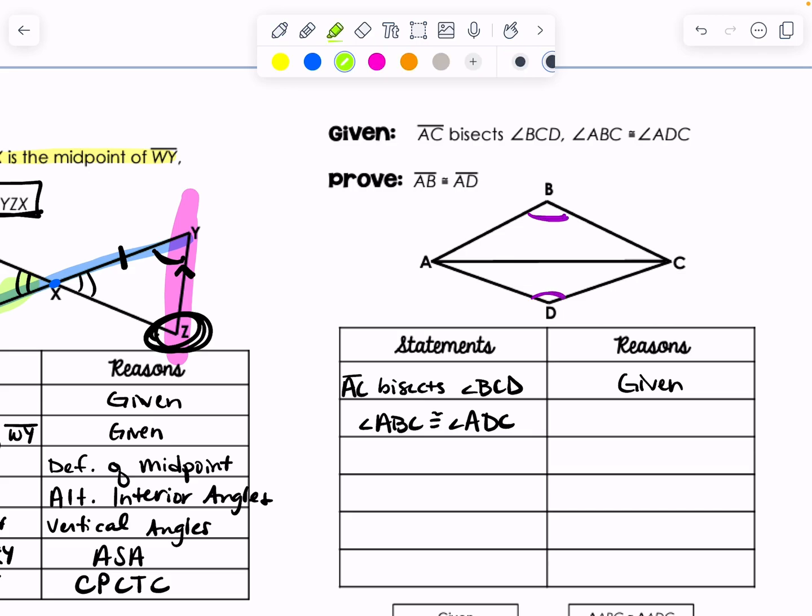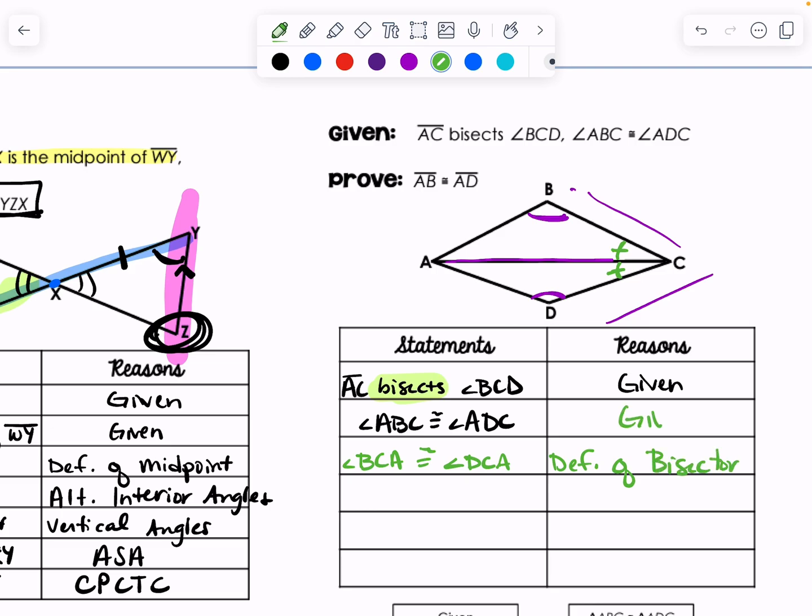Then I can see there's a word that I can go after, and that's bisects. So that's the first thing I talk about. AC is bisecting BCD, this angle right here. That gives me that this angle and this angle are congruent. So I'm going to say angle BCA is congruent to angle DCA, and that's because of the definition of a bisector. And I forgot to put given up here.